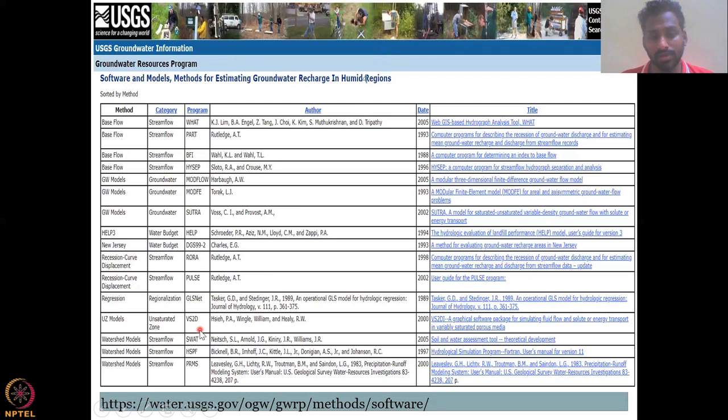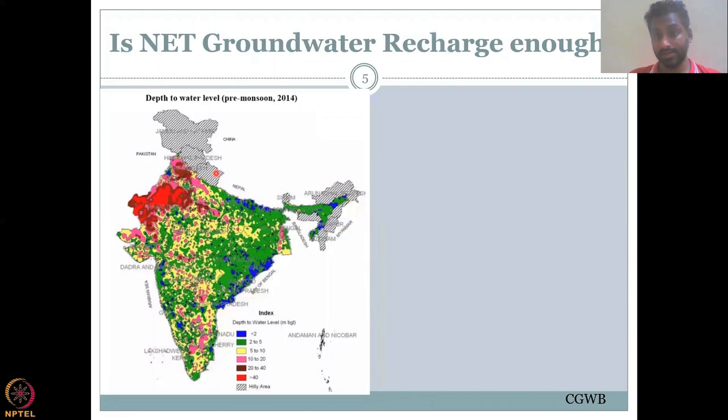SWAT is a recharge estimation model, not a groundwater model, but it is a very good surface water model. So in surface water, you have rainfall converting to runoff and then infiltration. After infiltration, it goes into recharge where Modflow comes in. M-O-D-F-L-O-W, this one. SUTRA is also a good model, but Modflow is widely known as a very good model. It's a 3D model also. We will see some of these models, how to set it up, etc., in the class.